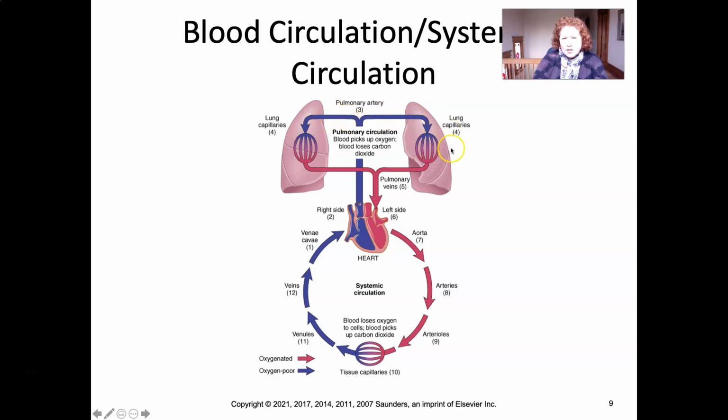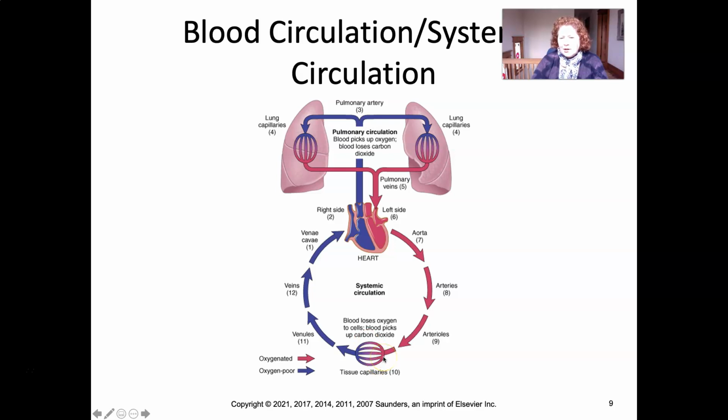Once it's in the lungs, it's going to pick up the oxygen and get rid of the carbon dioxide. Because remember, our lungs breathe carbon dioxide out, and that's how it gets released from our body. But we'll talk more about that next week. So we're up here in the pulmonary artery with blood that doesn't have oxygen in it. It goes through the lungs, picks up oxygen, and comes back through the pulmonary veins into the left side of the heart. The left side of the heart pumps that oxygenated blood out through the aorta, to the arteries, to the arterioles, to those tissue capillaries.